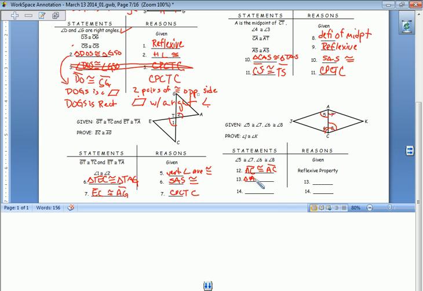I've got triangle AJC congruent to triangle AKC by angle side angle. Therefore, angle J is congruent to angle K. Wait, what did you almost do wrong? Corresponding parts of congruent triangles are congruent.